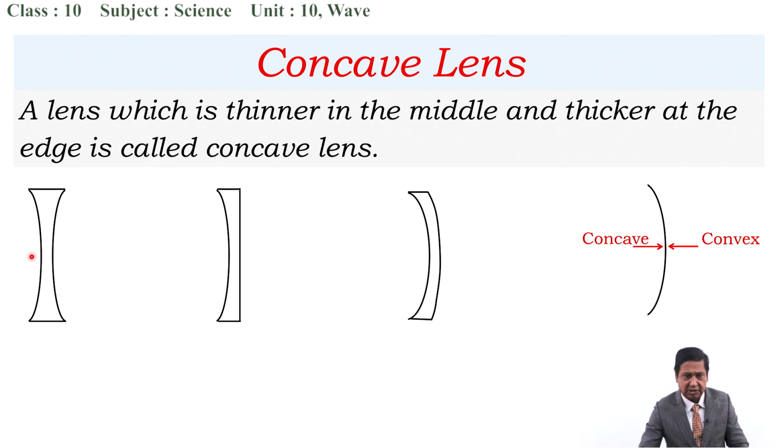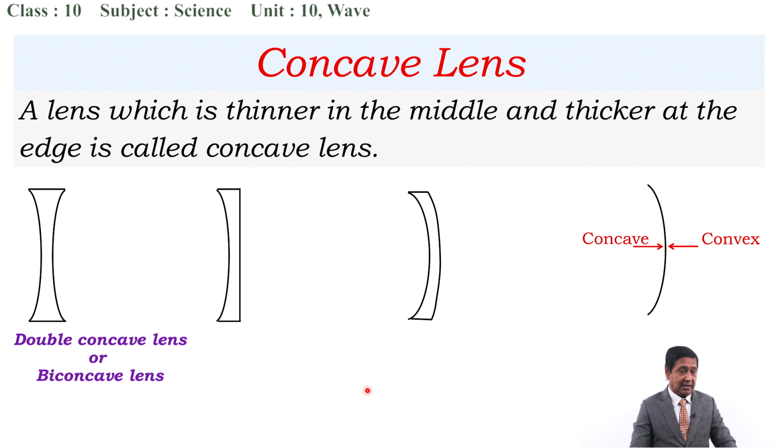Here both the surfaces are concave. Yes, this surface has gone inside, and this surface has also gone inside. These 2 surfaces are concave surfaces. That's why this is double concave lens. This is also called biconcave lens. But in this case, this is concave lens because the middle part is thin and the edge is thick.